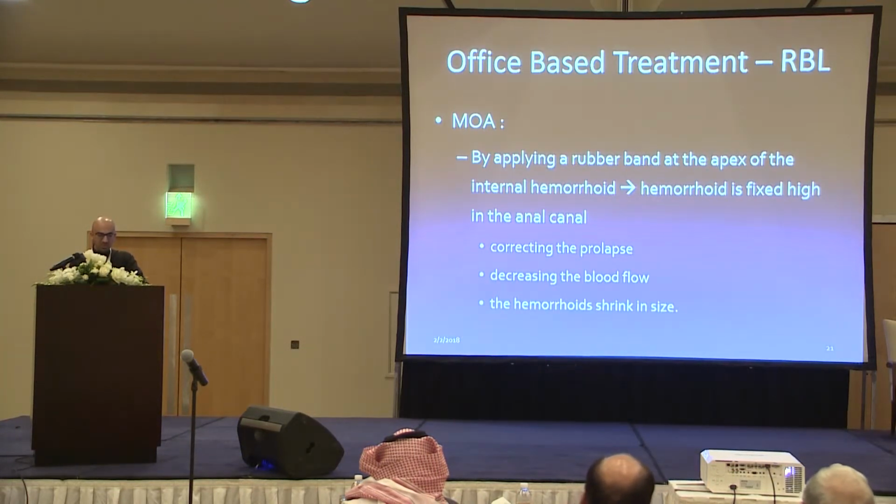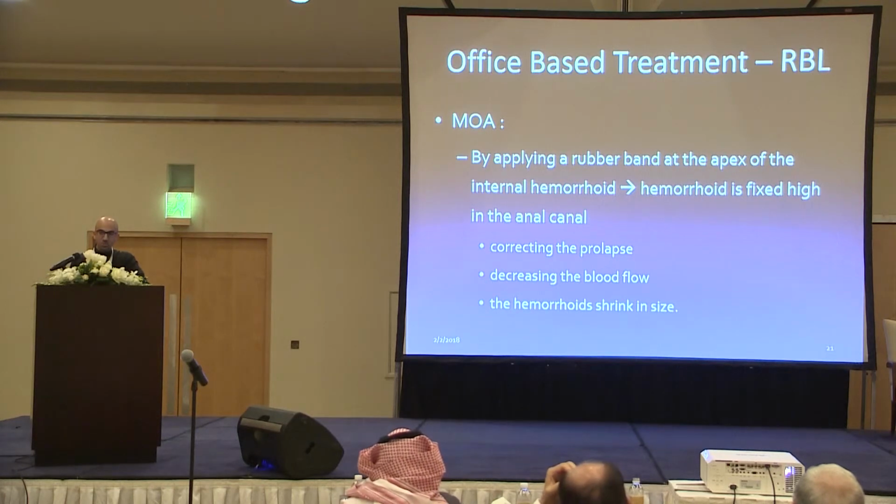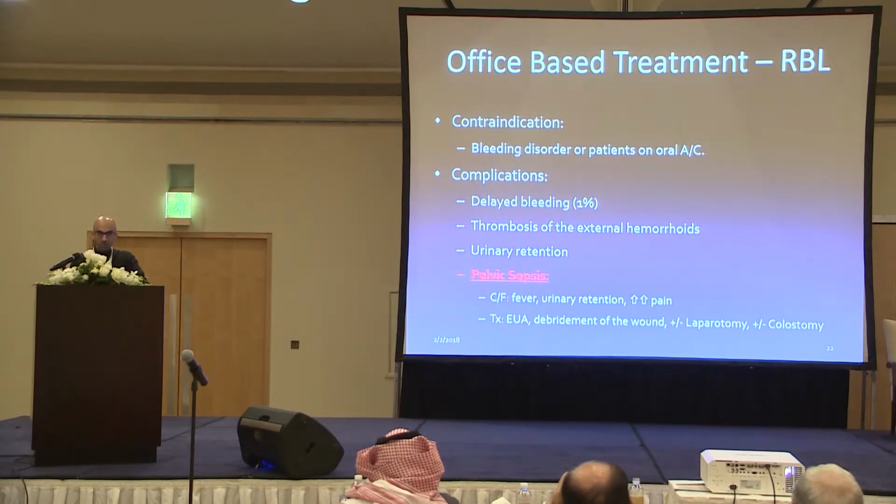How does this work? By applying this rubber band at the apex of the internal hemorrhoid, the hemorrhoid is fixed high into the anal canal. And this will correct the prolapse in grade 2 and grade 3, and thus will lead to a decrease in blood flow, and consequently the hemorrhoid will shrink in size. However, this is contraindicated in patients with a bleeding disorder or on anticoagulation.